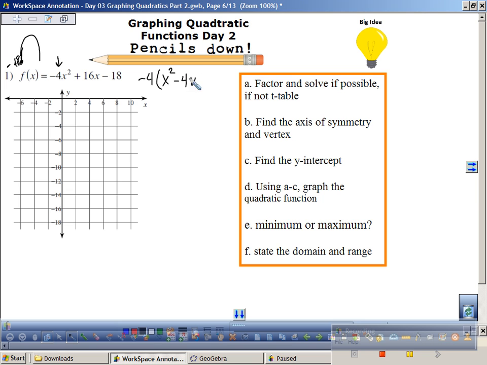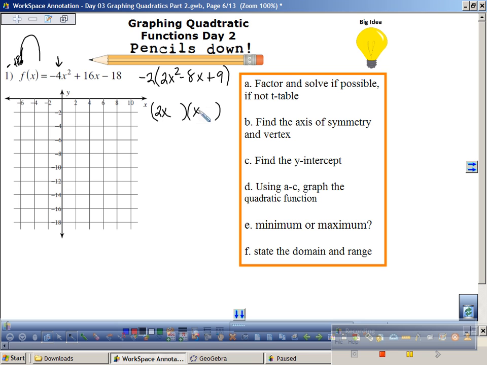And 4, you can't pull a 4 out of this, right? Let's pull a 2 out of it. If I pull a 2 out, I have 2x squared minus 8x plus 9. Does that work? All right, let's see if we can factor this.